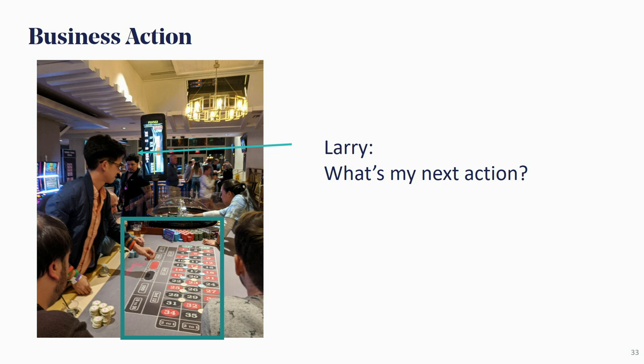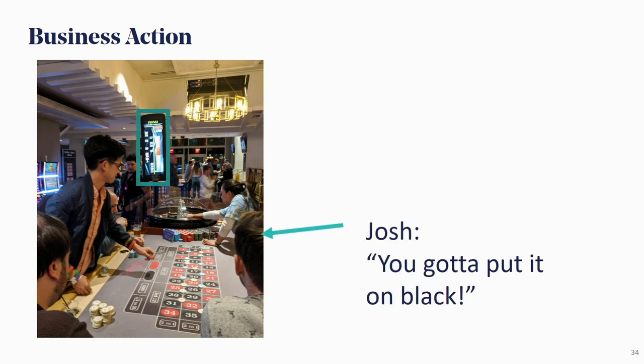This dashboard, this is my coworker, Larry. He's waving. He's got a couple chips in his hand. He's like, what should I do with it? This is my coworker, Josh. He says, you gotta put it on black, because this dashboard tells him. The answer immediately jumps off the page. It's hard to see, but it's less than 50% black, so the odds are that might be what it's gonna land on next at this roulette table.